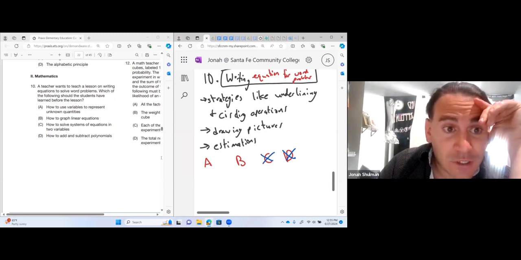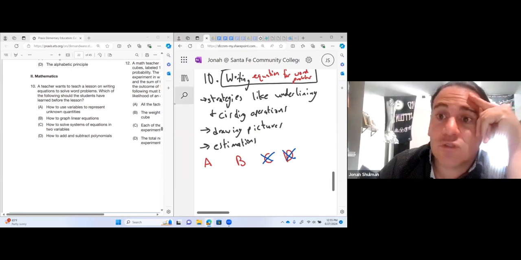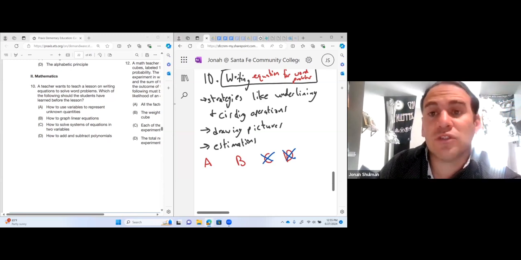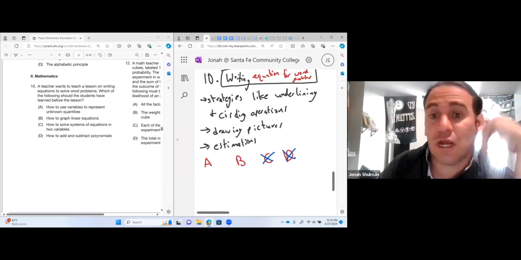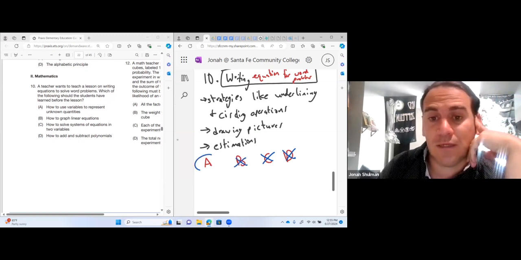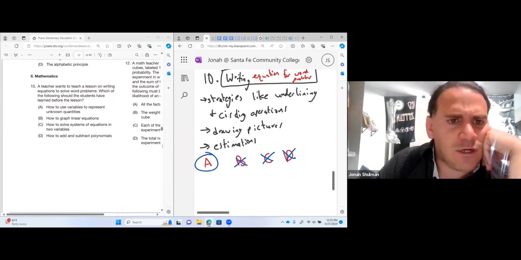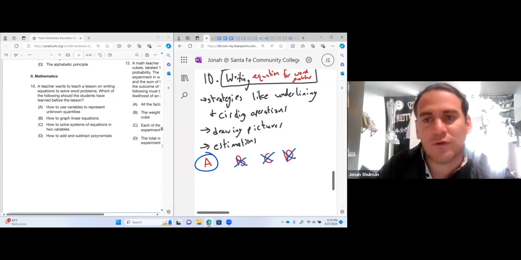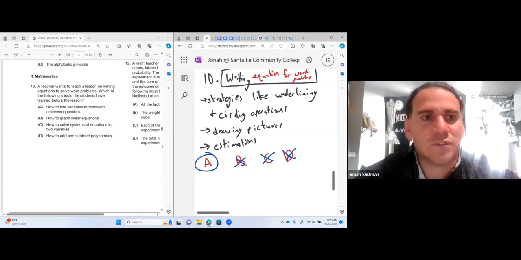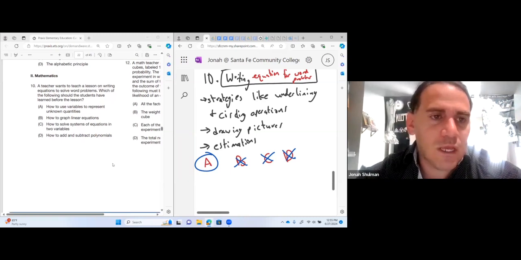How to graph linear equations. Okay, graphing linear equations. We just want to write the equation. We could always turn everything into a two-dimensional graph, so I think that's too hard. So I'm going with A. How to use variables to represent unknown quantities. So we're going to give everything an X or a Y, and solve it. So let's see if 10 was A.